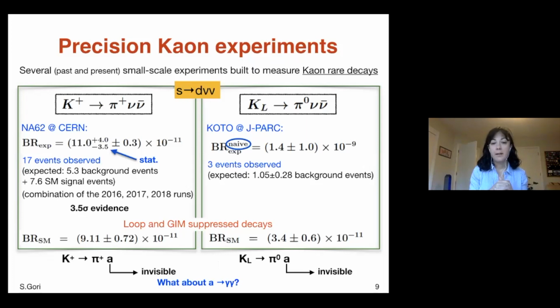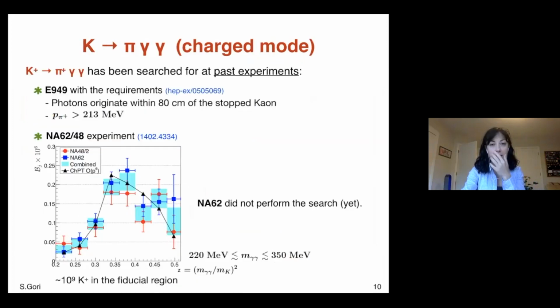Going in parallel with pion experiments, we might ask, what about having an ALP decaying to photons? And this signature, of course, is different than the signature that NA62 and KOTO are looking for to measure the standard model. The signature has been looked for in the charged mode by past experiments that I'm listing here.